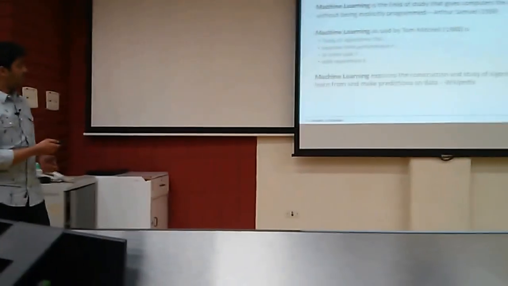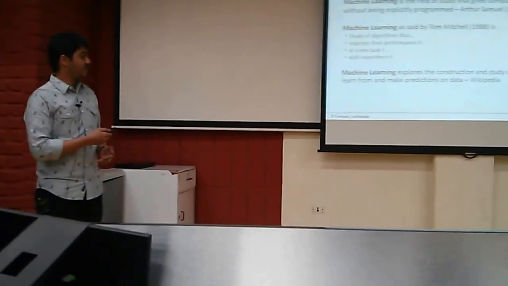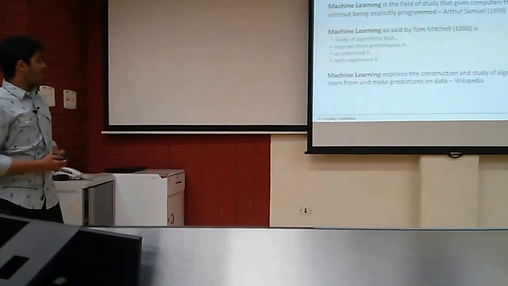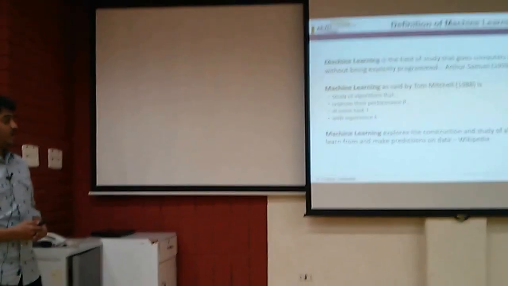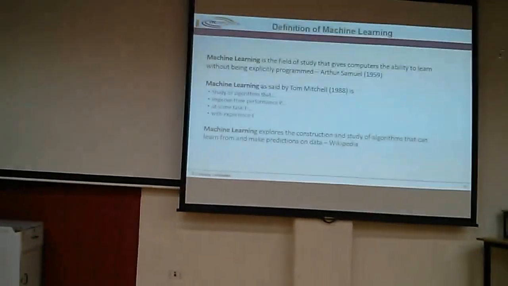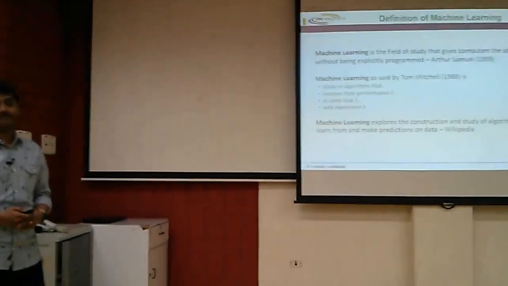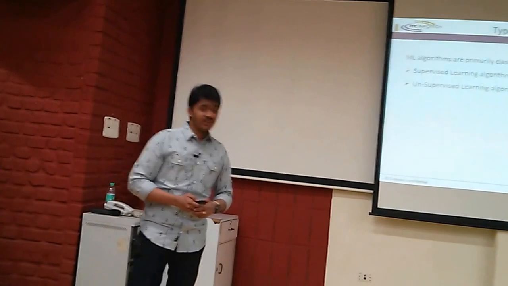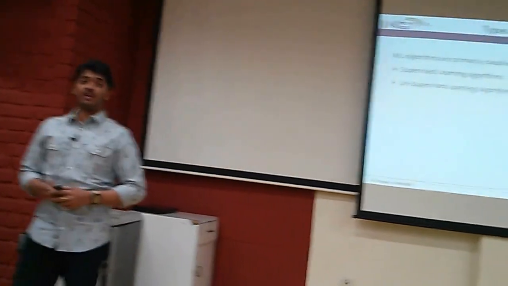And then I have put up one layman definition also, which has been picked up from Wikipedia for you guys to put more clarity in the picture. Machine learning explores the construction and study of algorithms that can learn from and make predictions on data. Right? Proceed now. So let's look at what types of algorithms exist.